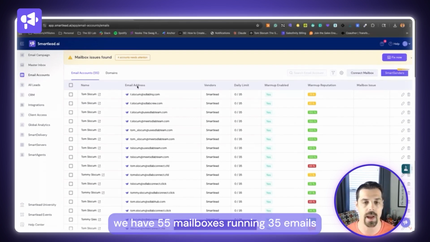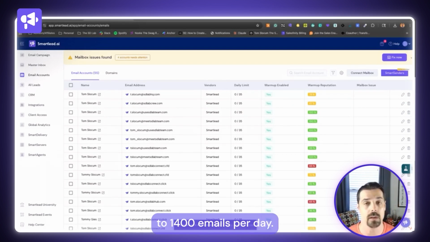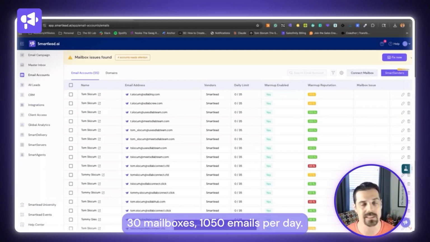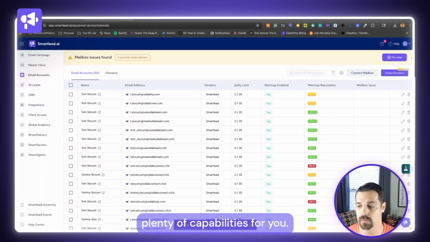And so in here, we have 55 mailboxes running 35 emails per day, which allows us anywhere from 1,050 to 1,400 emails per day being able to go out. And what you want to do here is you don't want to mash the gas. You just want to add lanes. 35 sends, 30 mailboxes, 1,050 emails per day, easy, safe, plenty of capabilities for you.